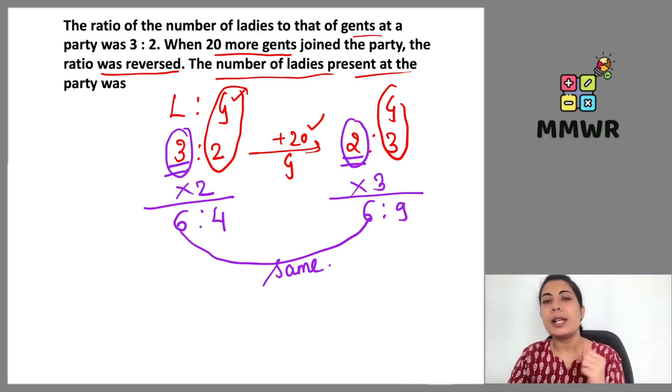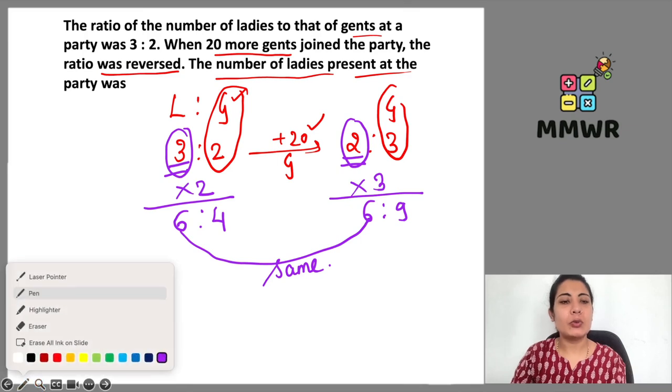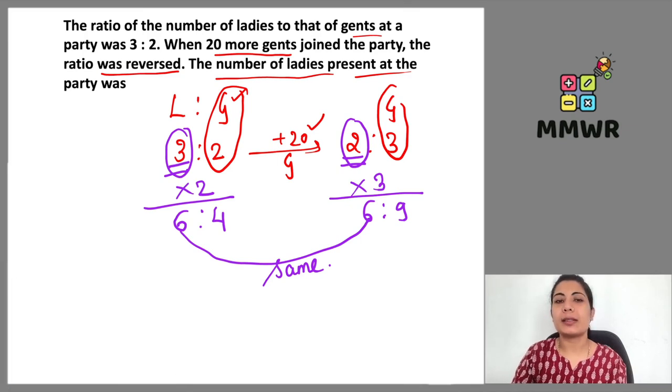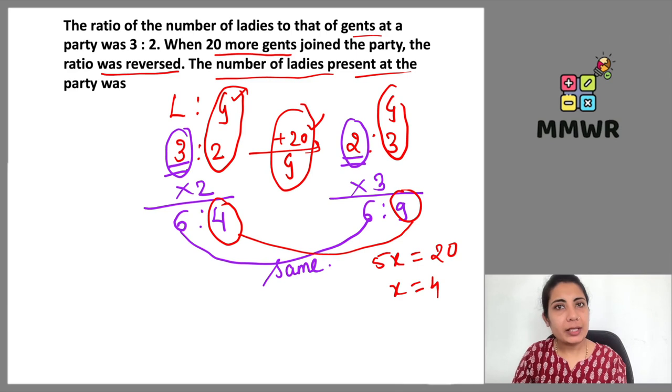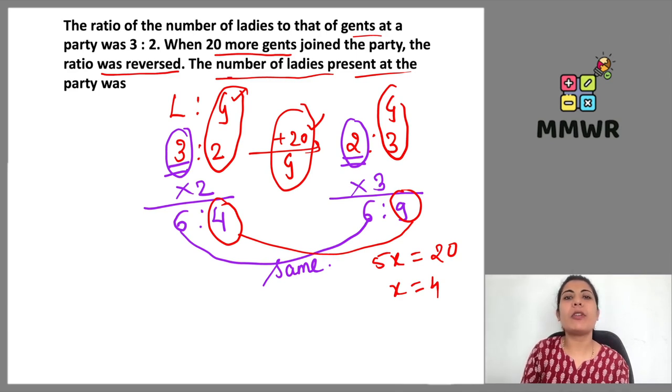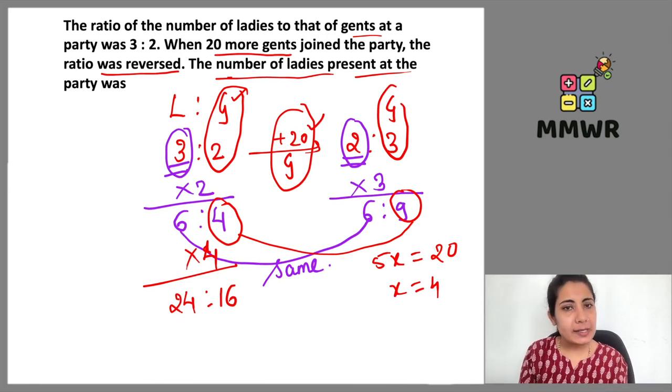So 6:4, 6:9. Whatever changes have been done, they have only been done in the gents. So 4 to 9, the difference is 5x, which is equivalent to 20. So the x value is going to be 4. As soon as we get x, they have asked for the number of ladies present at the party, so we multiply by 4. This gives me 24 and 16.